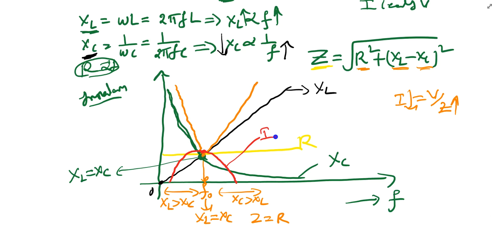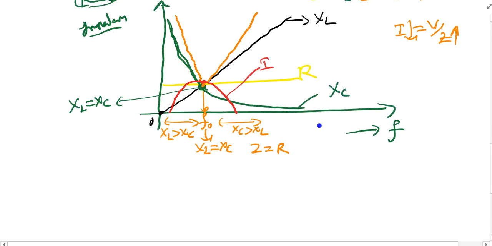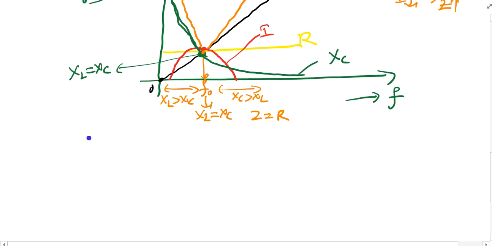So this is how you can analyze your RLC series circuit. In the RLC series circuit, as the frequency changes, at some frequency f naught your XL becomes equal to XC. That point is called the resonance point. During resonance, the current becomes maximum and the impedance of the circuit becomes minimum. At that moment my circuit behaves like a completely resistive circuit, so my voltage and current are in phase.